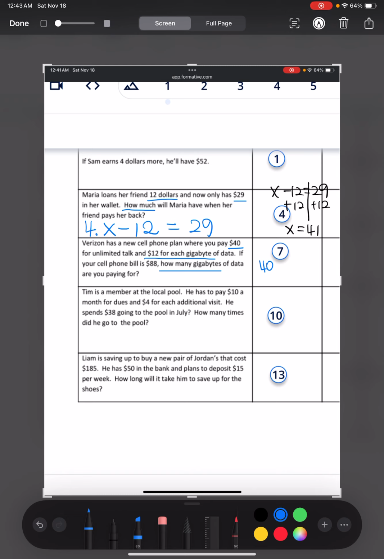Or actually, so how many gigabytes? The number of gigabytes becomes X, right? And then you need to multiply that X by 12. So 40 plus 12X equals 88. To solve it, you need to get rid of 40 by subtraction.